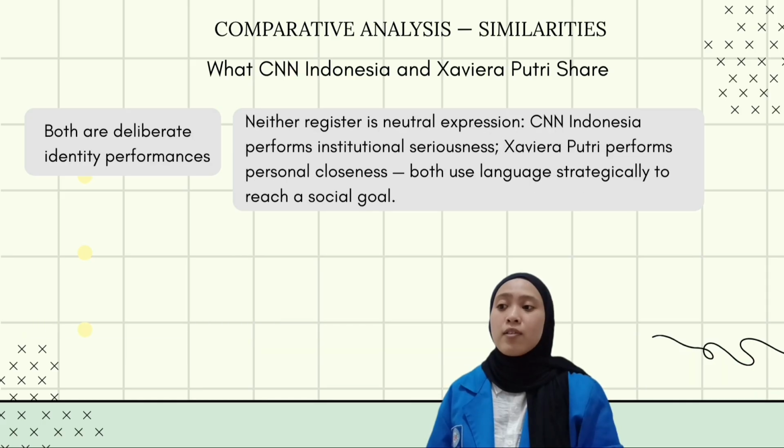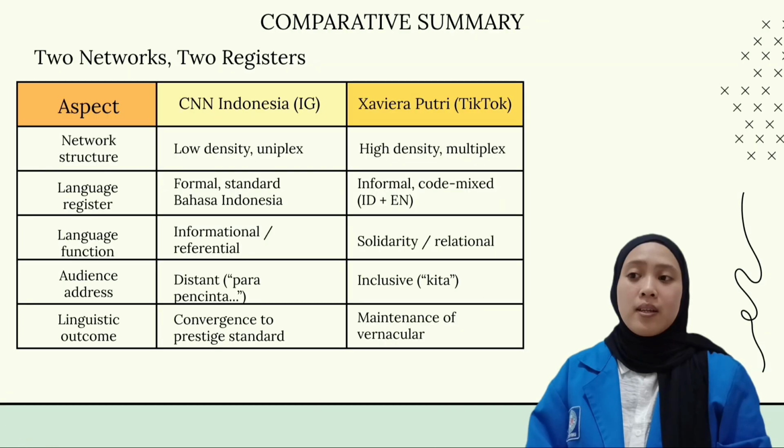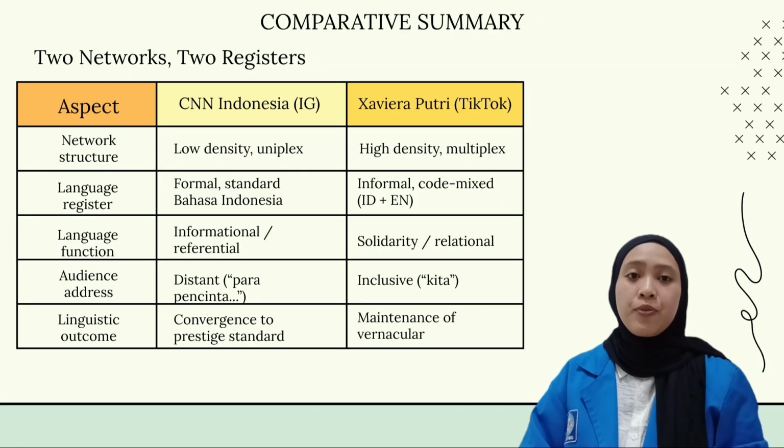The third is both are deliberate identity performance. Neither register is neutral expression. CNN Indonesia performs institutional seriousness. Safira Putri performs personal closeness. Both use language strategically to reach a social goal. Next slide is comparative summary.